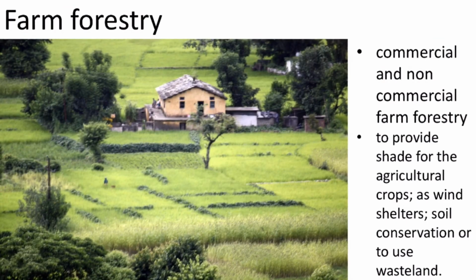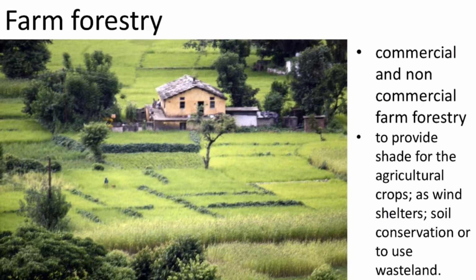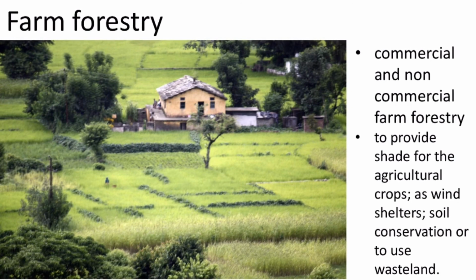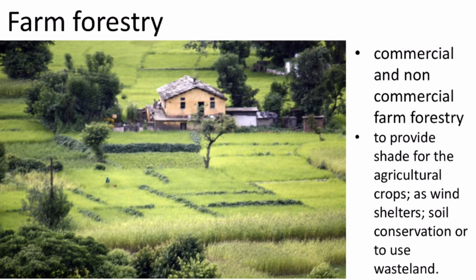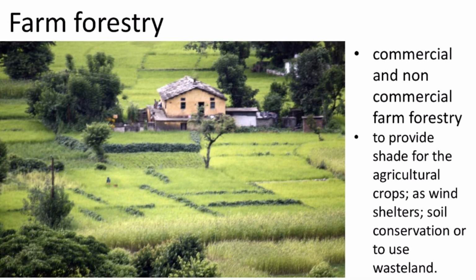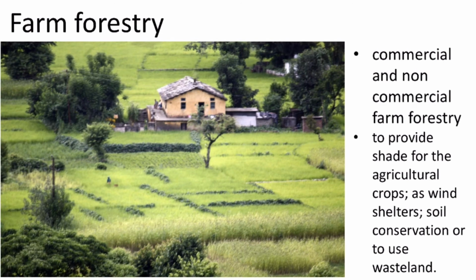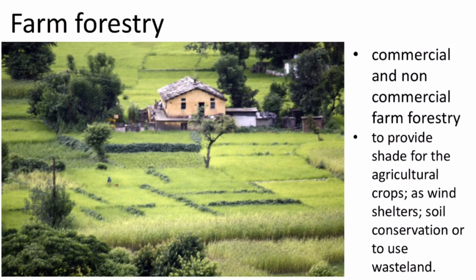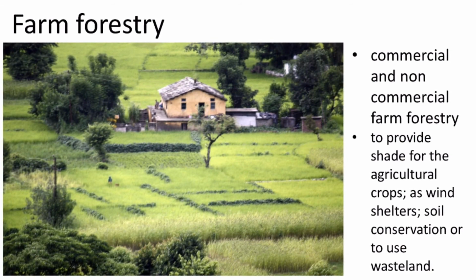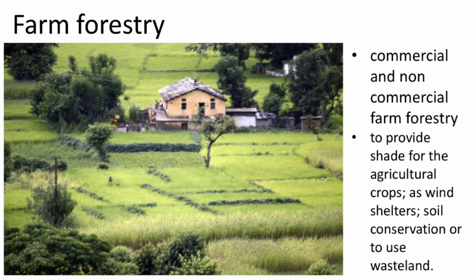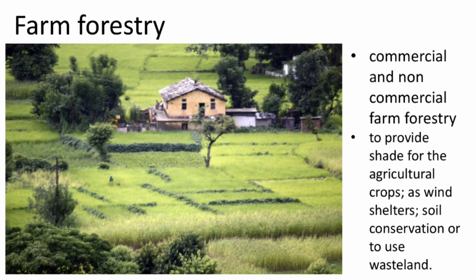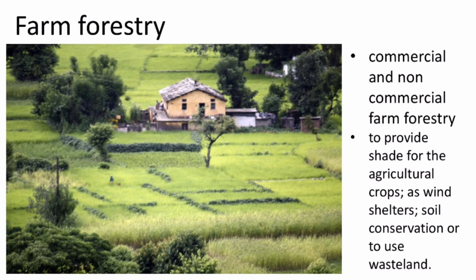So guys, the first thing is farm forestry. The word itself gives you the meaning. You are going to build a forest around your farm. So instead of going to the forest for your basic needs, you build a forest around your house. There are two kinds of farm forestry, commercial and non-commercial. Commercial is when you build your forest for making money. Non-commercial is mainly to provide shade for your agriculture crops, or used as wind shelters, or for conservation of soil, and also for your wasteland. So this is how farm forestry actually works.